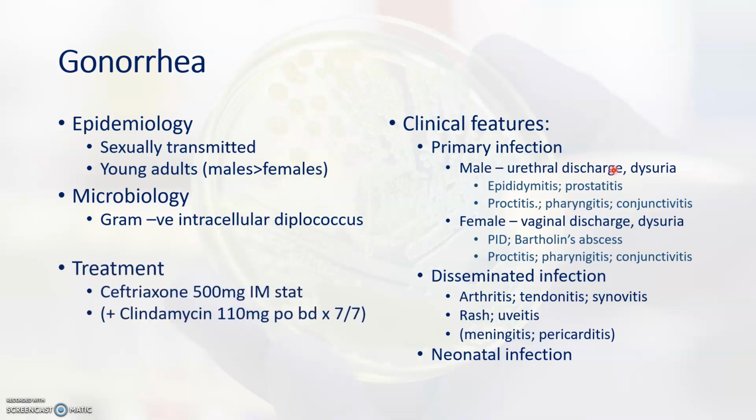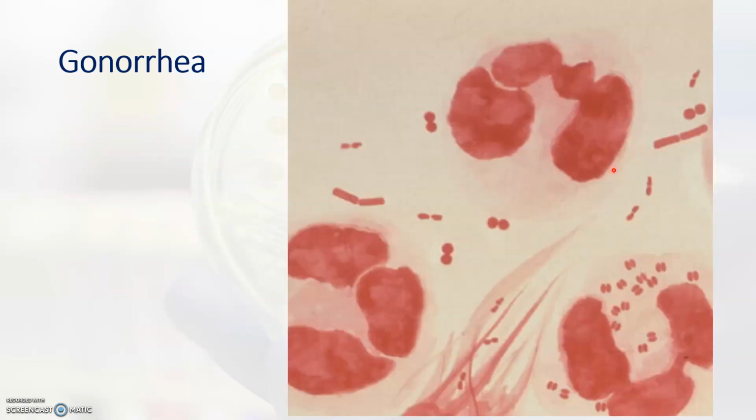The recommended treatment is ceftriaxone 500 mg IM stat. This is usually accompanied by doxycycline 100 mg twice daily for 7 days. The doxycycline is really to treat presumed chlamydial infection. And this is a picture of the intracellular gram-negative diplococcus in a urethral swab.